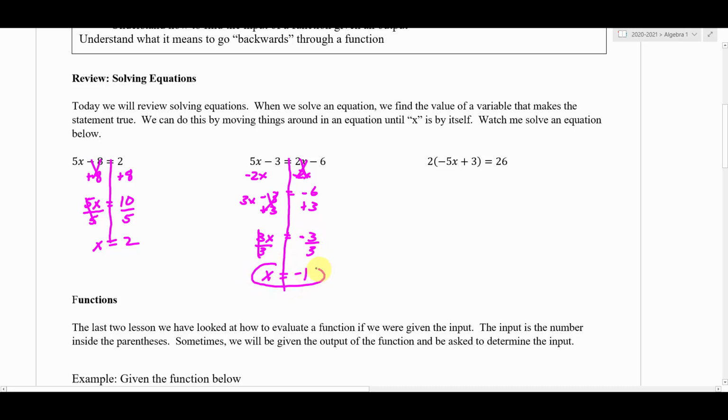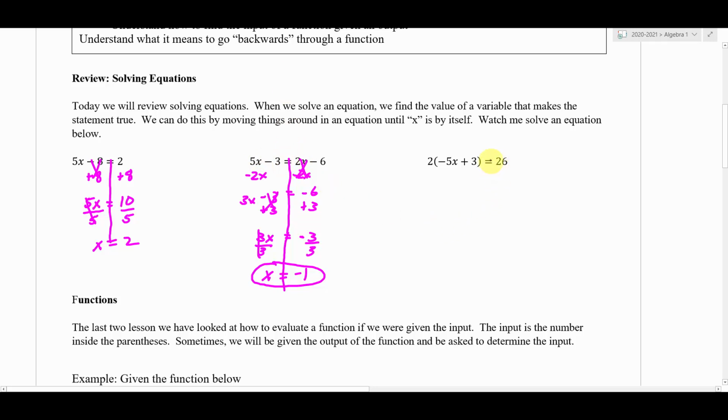So there we go, that would be our solution, right? X is by itself. We have a number on the right-hand side. If I were to take this -1 and plug it in where I see the x's, I would get the same number on both sides. It would make a true statement.